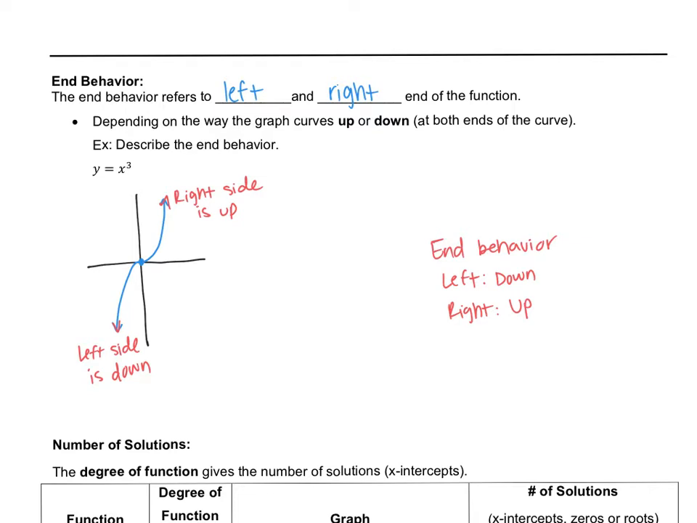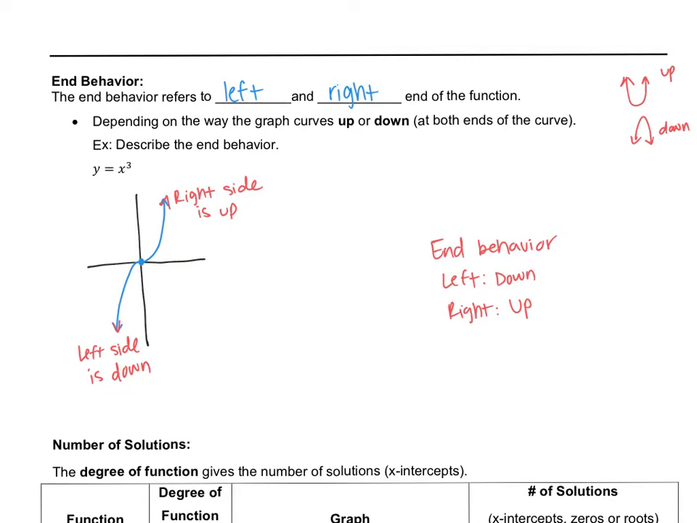For cubic graphs, usually one side is pointing down and one side is pointing up. But this is not the case for every graph. Quadratics tend to point either both up or both down. So you can say that the left and right end behavior is either both pointing up or both pointing down. That could be a combination.